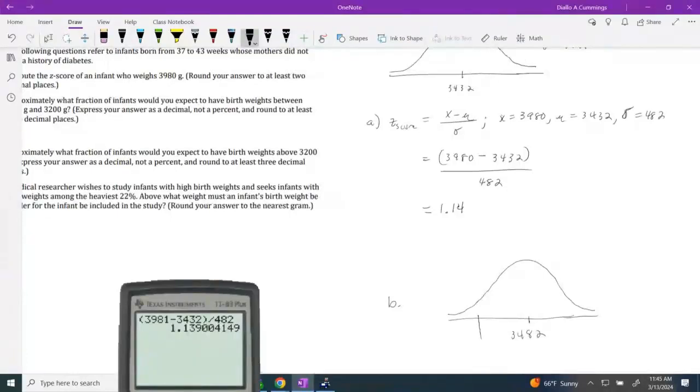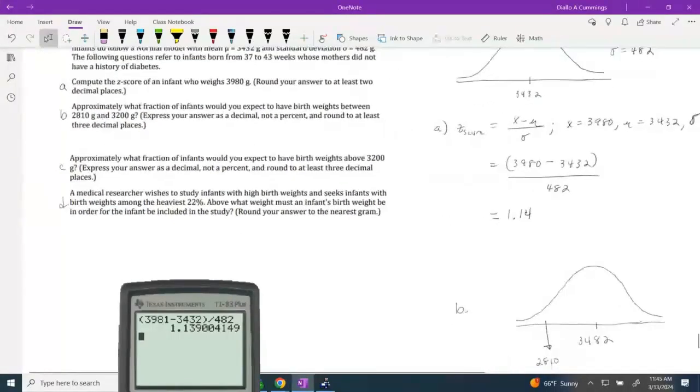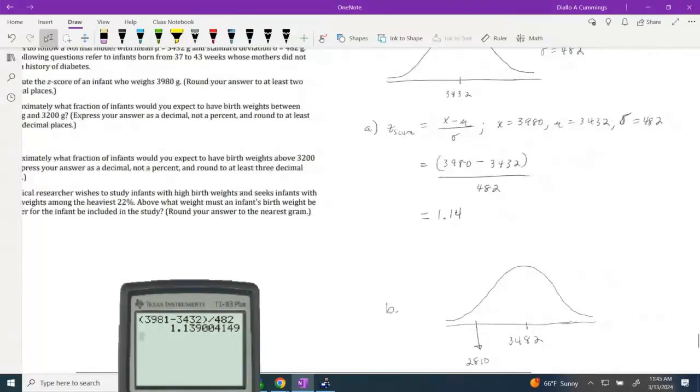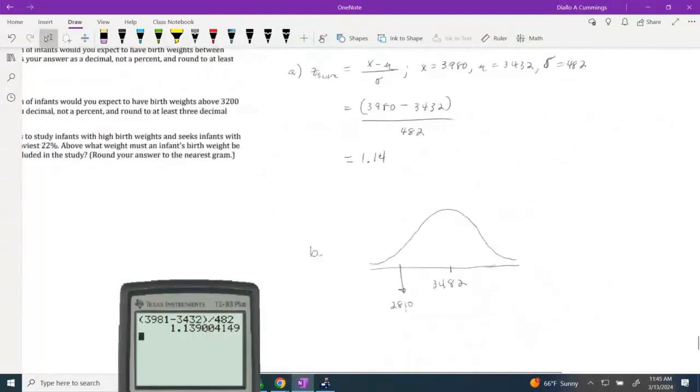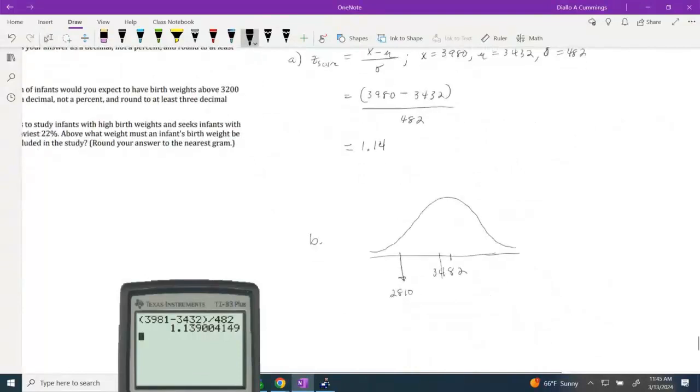So I'm going to guesstimate 2,810 about here. And 3,200. So I'm going to guesstimate that about here. And I want to find the area between these two values.